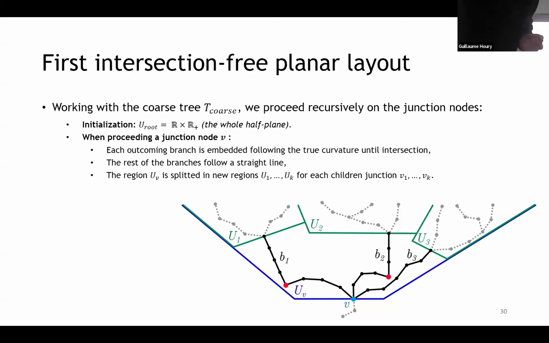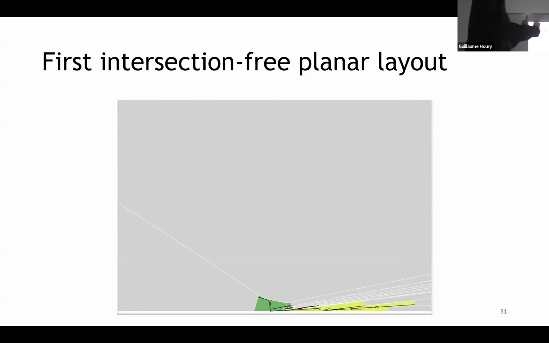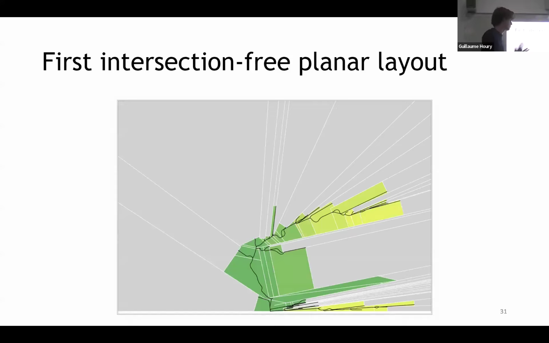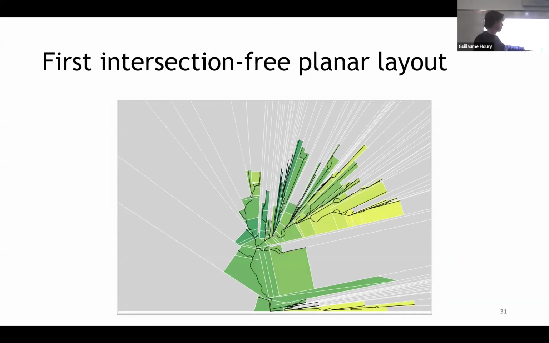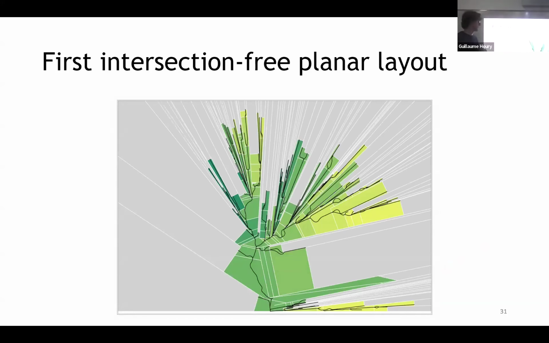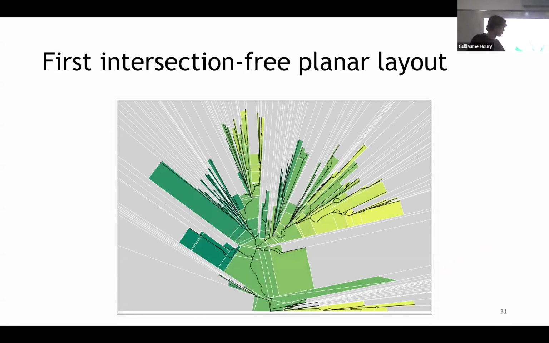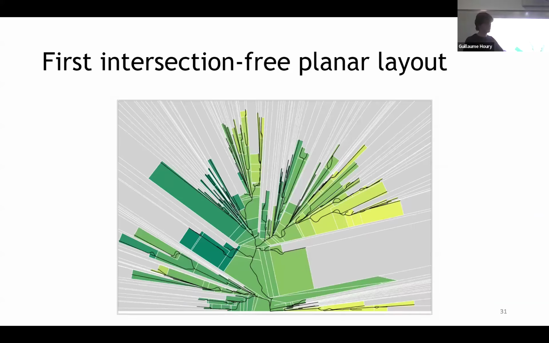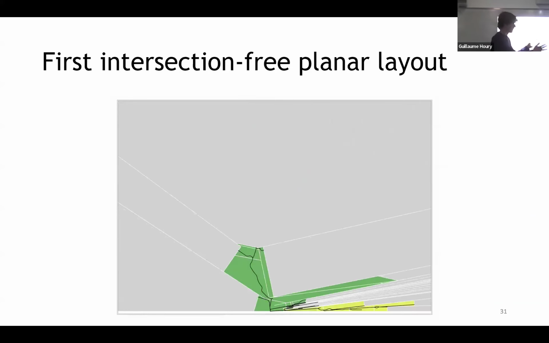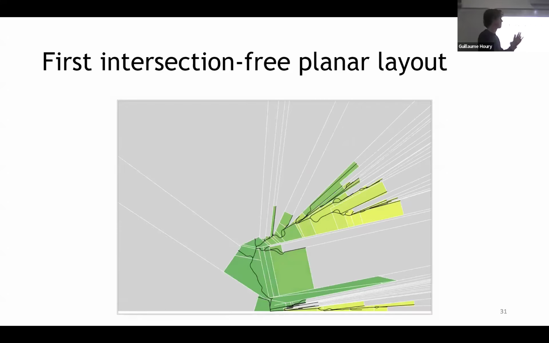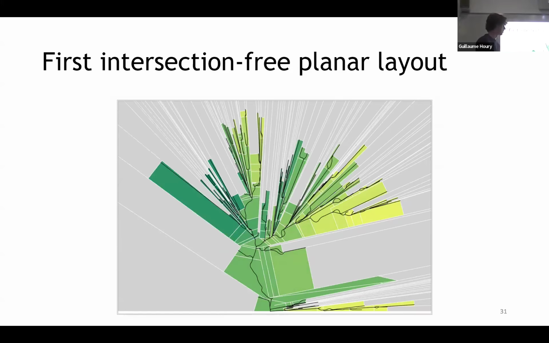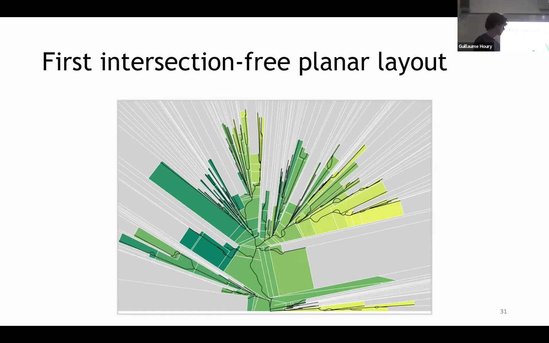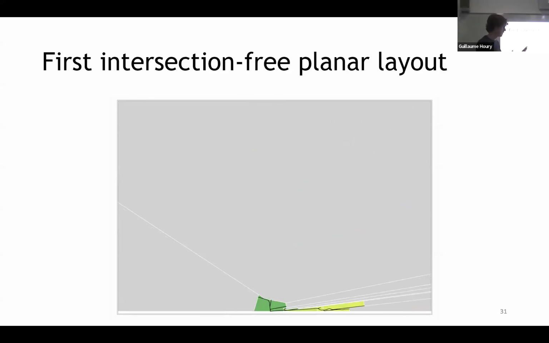So in order to make it more visual, I got a small animation of what is actually happening. We see that at each step of the algorithm, one new junction node is processed, and during the processing, one level of branches is embedded, and the remaining space is split. By ensuring that the different splits don't overlap, we make sure that the final embedding is intersection free.